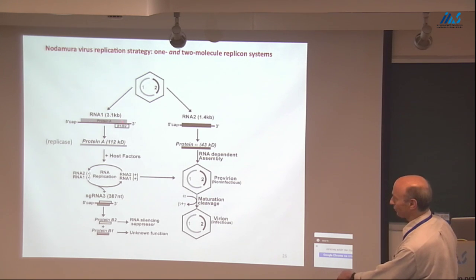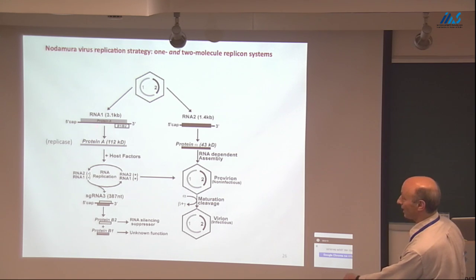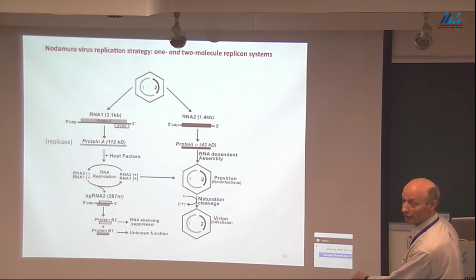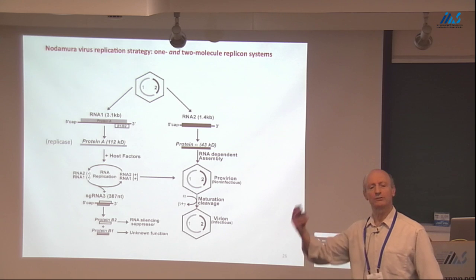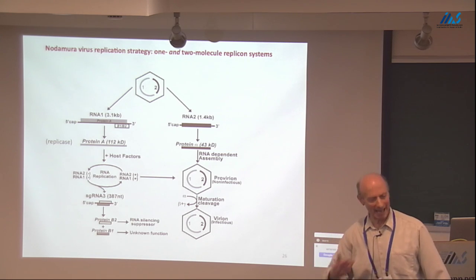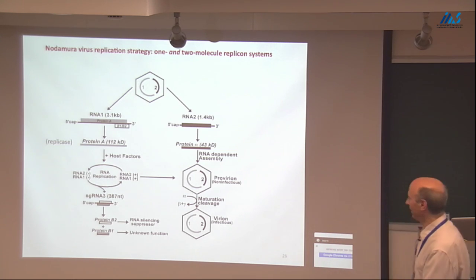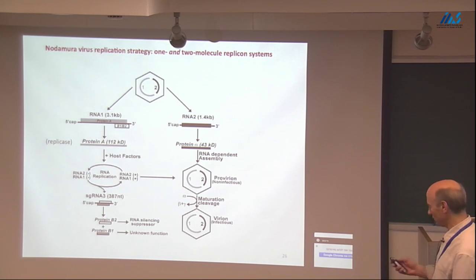You translate this first molecule and you make the replicase proteins, so you make lots of copies of it, and you also make lots of copies of RNA 2 because the replicase proteins bind to that RNA and amplify it, and then its translation gives the capsid protein.